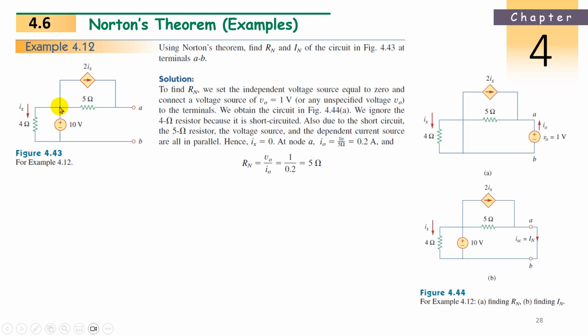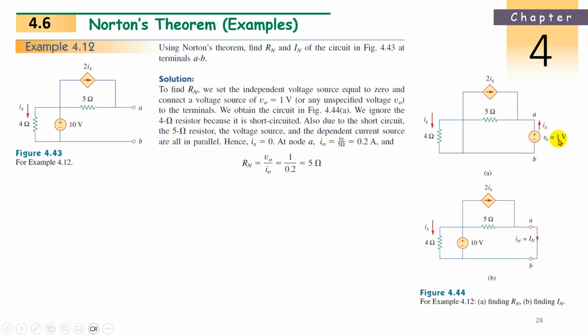When this is short circuit, the current will take the low resistance path. So this 4 ohms will be eliminated. The current will not flow here, only here. So Ix will become 0. When Ix becomes 0, this also becomes 0. So both these branches are nullified. Now the resultant will be only this one. So only 5 ohms. The resistance will be 5 ohms.